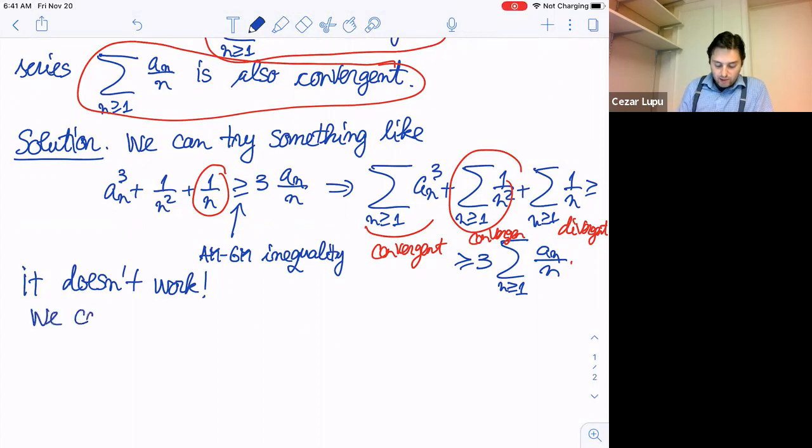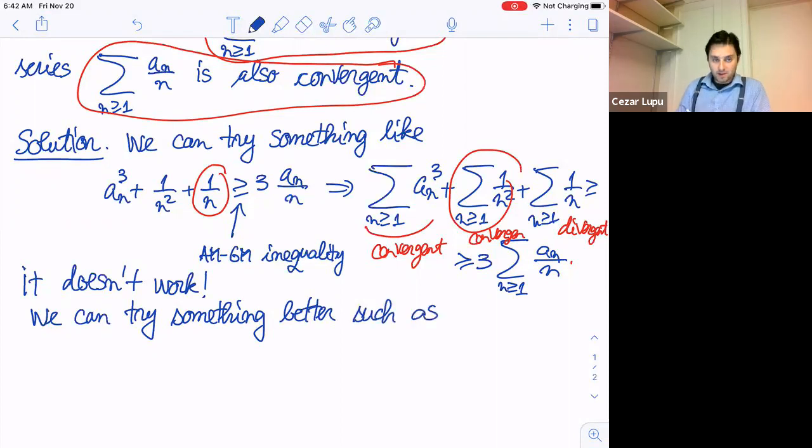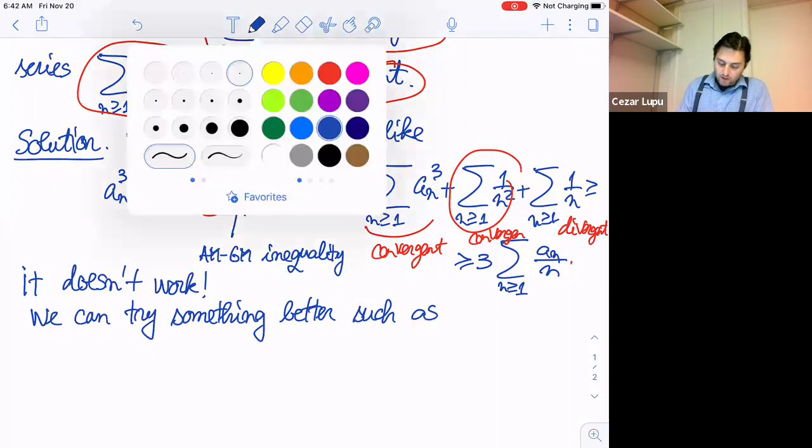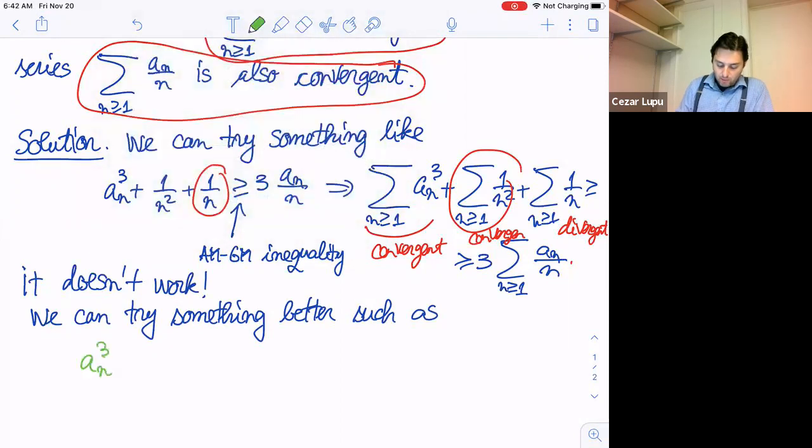So let's write it. We can try something better. Such as, let's see, I'm going to write it in this way. Let me write it with a different color so that you can see it. A_n cubed. And pay attention now, I'm trying to fabricate 3 numbers so that I can apply the same idea with the AM-GM for 3 numbers this time. But I would like to look carefully at the exponents of n.